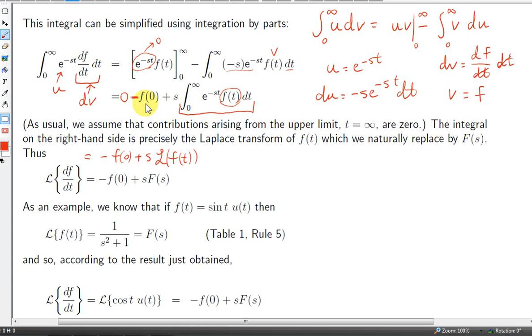This is just the definition of the Laplace transform of f of t. So this is what we get, minus f of 0 plus s times L of little f of t, and the notation for that is big F of s. This is a function of s, of course.